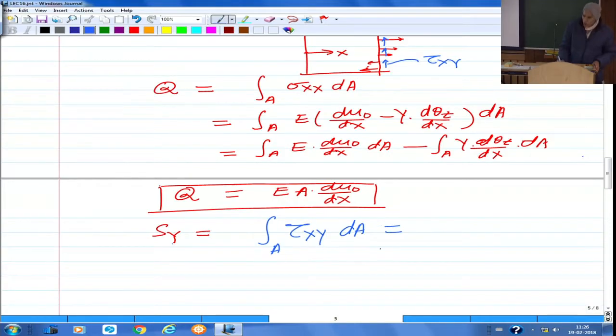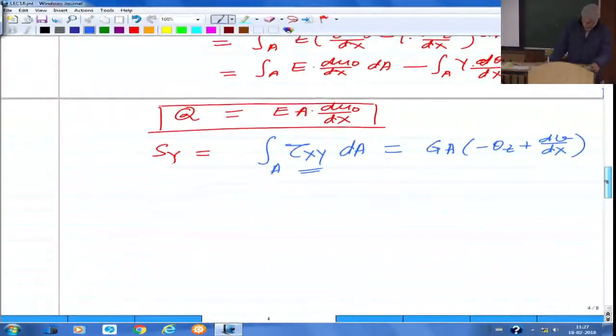And as you see, tau xy is G times minus theta z plus dv by dx. So you can write this as G into A, because this tau xy is independent of the cross section. So the integration of dA will simply give you the total cross sectional area, into minus theta z plus dv by dx. So this is your shear force Sy.